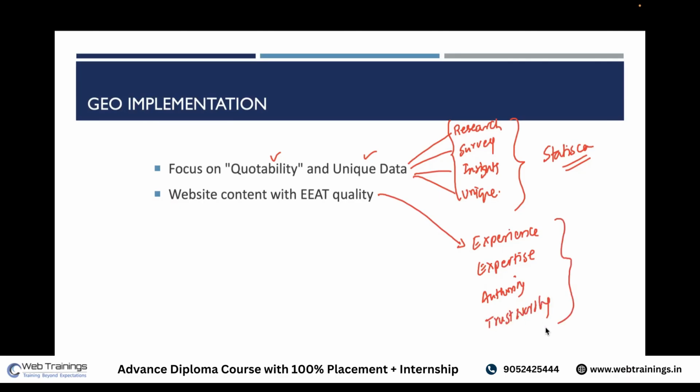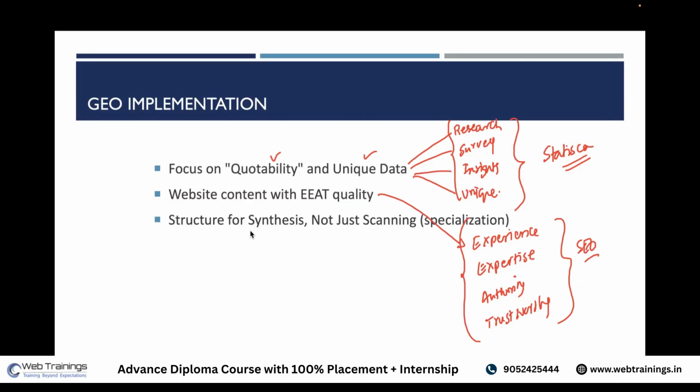Now, EEAT is an actual update from Google, where Google looks for experience in the content, expertise in the content, authoritativeness in the content, and trustworthiness in the content. So this is an SEO factor which will also impact your integration with GEO. So the generative engines also pick up this content on a regular basis. All right. And number three, structure for synthesis, not just scanning, which means specialization. It means that don't just write a one-point answer.